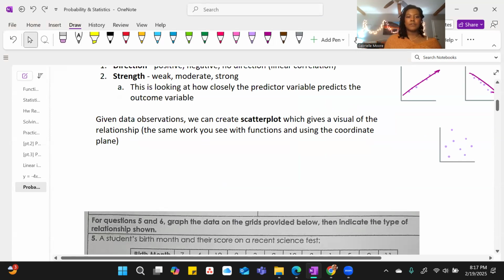We use these scatter plots to give a visual of the relationship. It's pretty much about looking at them like we've seen with the functions and how we use the coordinate plane. Same process, same sort of approaches. So when we get to some later stuff, what we call the line of best fit, you're going to see we're still using linear functions.